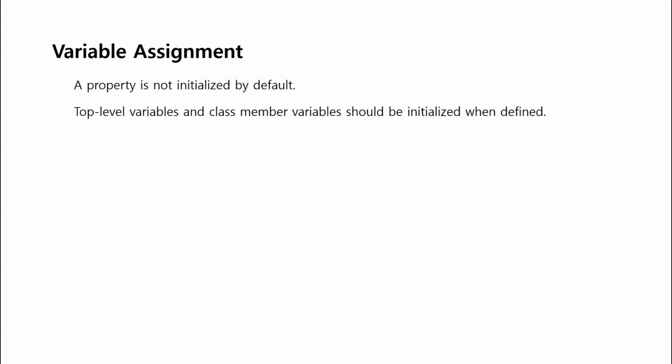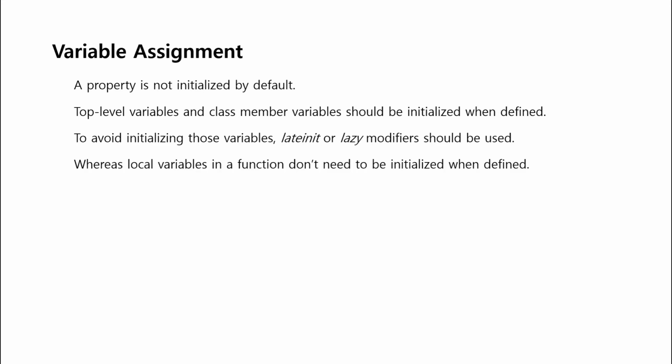Next, let's see how to assign value. Kotlin doesn't initialize a property by default. When declaring, we should set the default value of top level or class member properties. If you don't want to assign for now, we should use lateinit or lazy modifiers. In case of local properties, on the other hand, we don't need to initialize the properties.